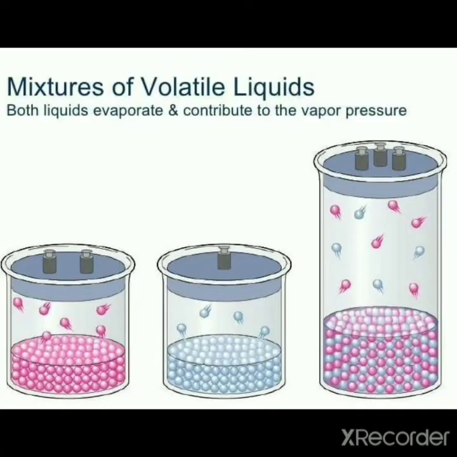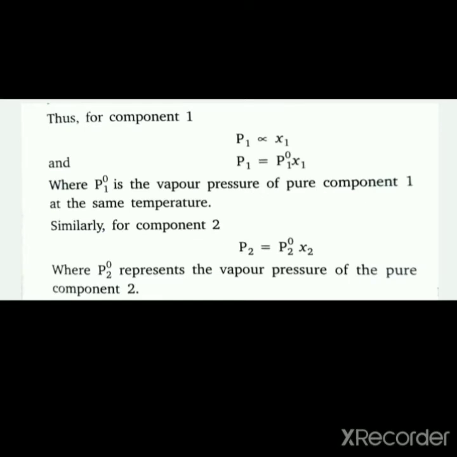Raoult's law. Consider a binary solution. Let the solute and the solvent present be two volatile liquids. So both liquids evaporate and will contribute to the vapor pressure. Let the two components present in the solution be taken as 1 and 2, and both the components are volatile liquids. Therefore, Raoult's law states that for a solution of two volatile liquids, the partial vapor pressure of each component in the solution is directly proportional to its mole fraction.